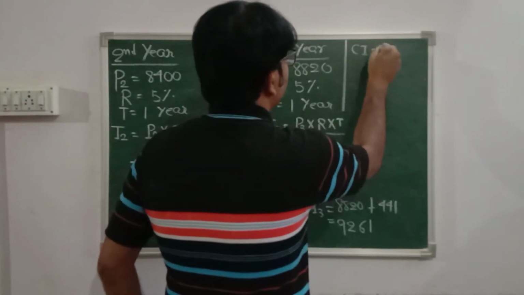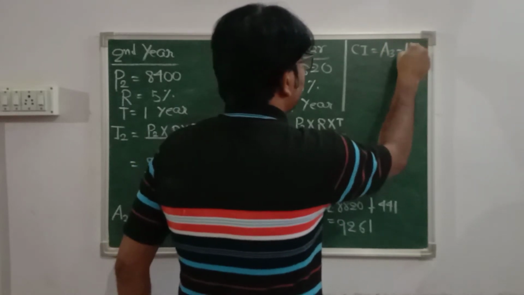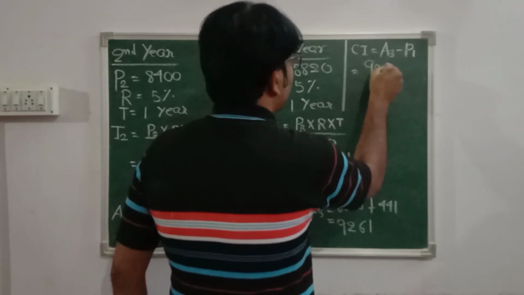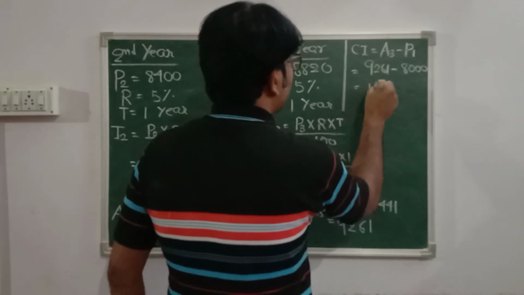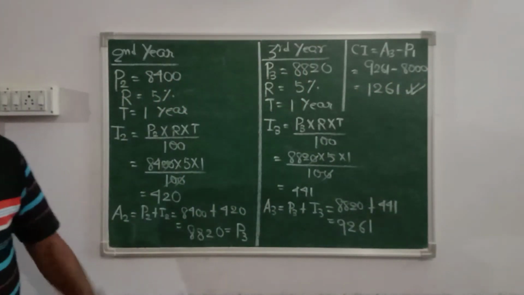So compound interest will be the final amount, that is A3, minus the original principal, that is P1. So it is 9261 and P1 was 8000. So we got 1261. So that is it. Just have a look.